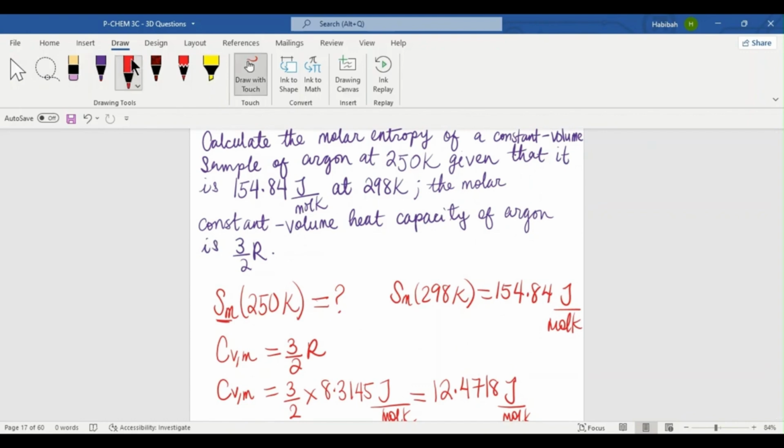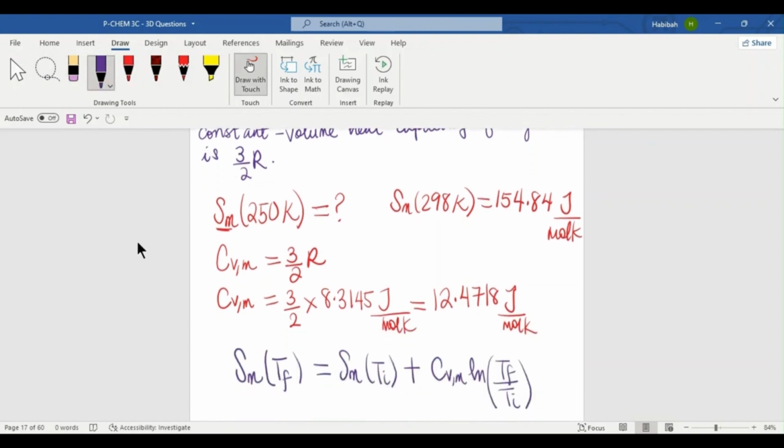We already have this here. We have this. We have CV comma M. But we have to determine what is the initial temperature and what is the final temperature.